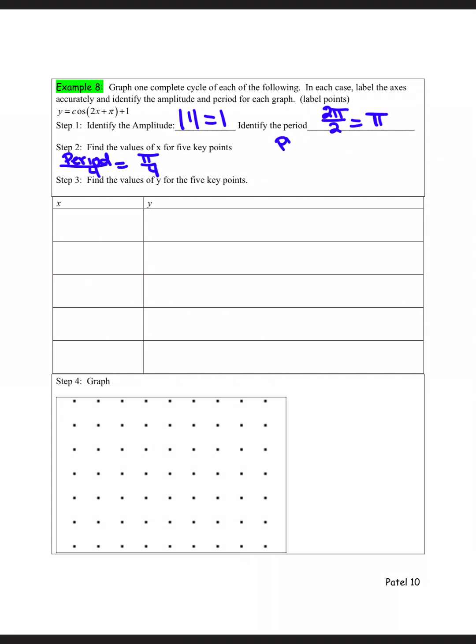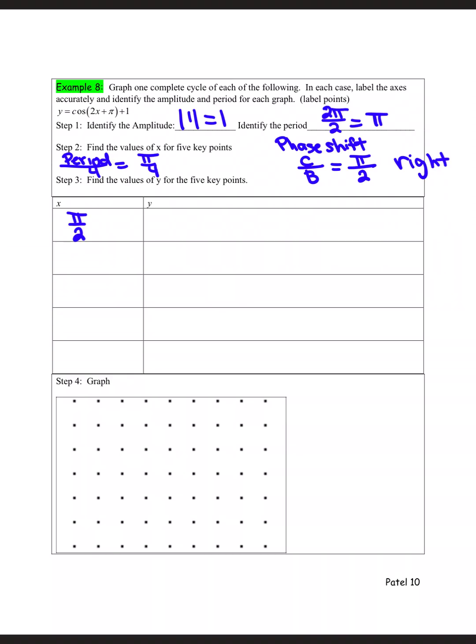But I have a phase shift here, which is always going to be c divided by b. So my c here is pi and my b is 2. So my phase shift is pi over 2. I'm going to shift over pi over 2 to the right. So my first value will be at pi over 2. And I'm adding pi over 4 each time.